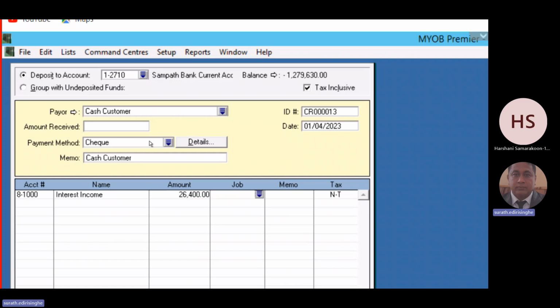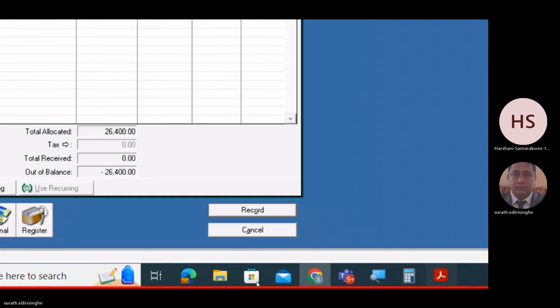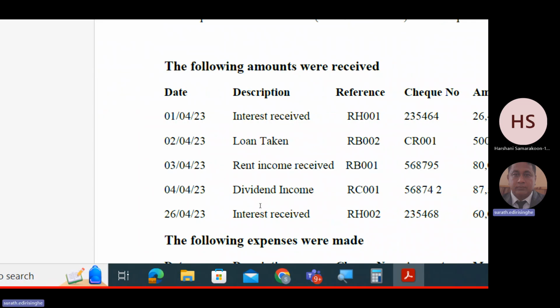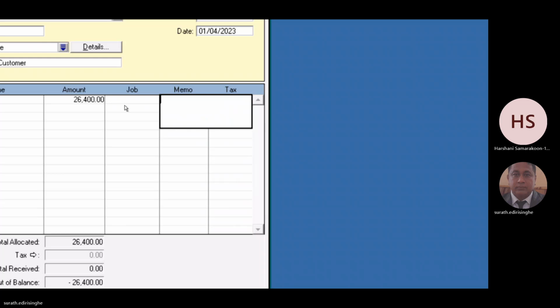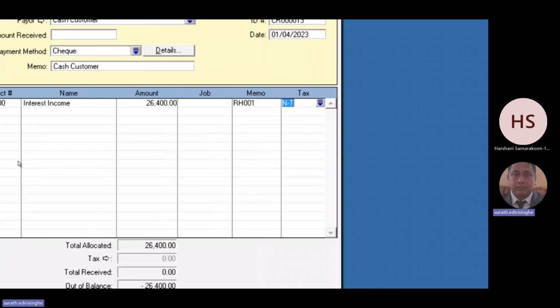Memo, everything is there in the transaction. Look here. RH001. Not liable for the VAT, but liable for withholding taxes. No? Then you have to create the withholding tax and everything.